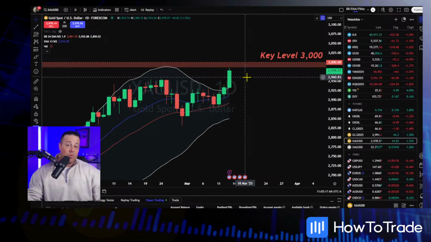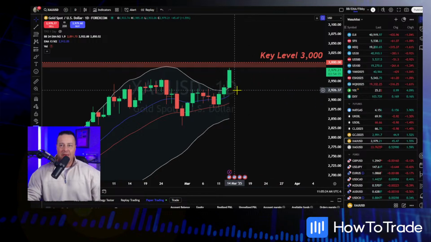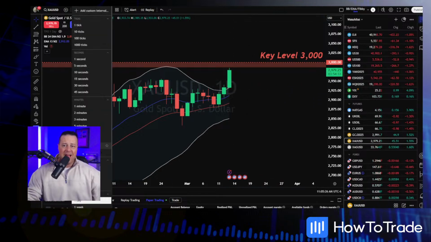So I'm looking to sell 2994.50. That's about as aggressive as I want to get there, and I'm going to look for a quick $10 payoff. It can happen relatively quickly. I want it today, though.